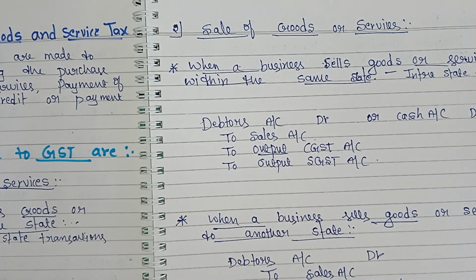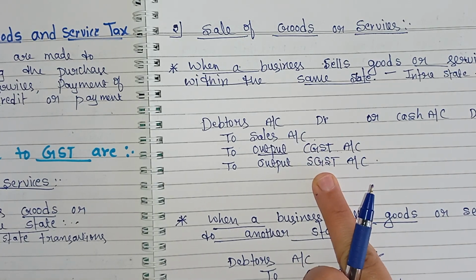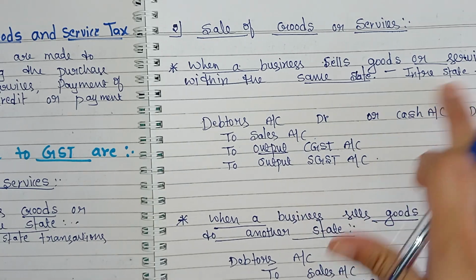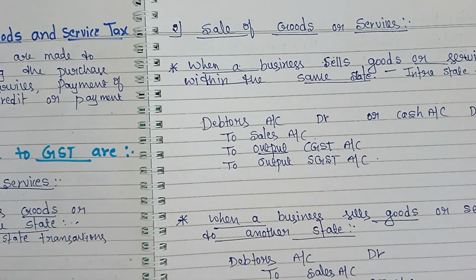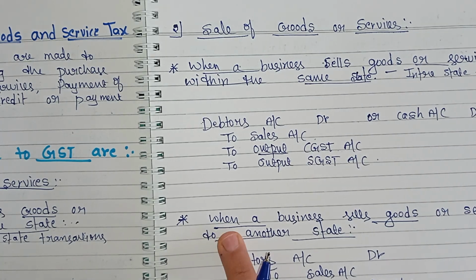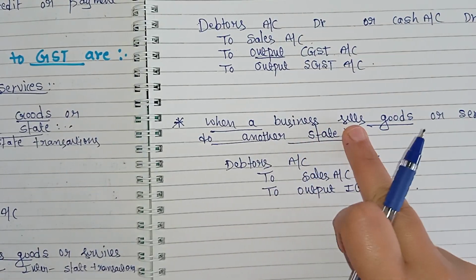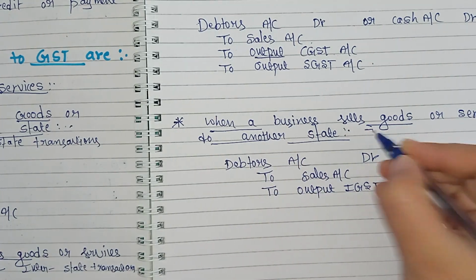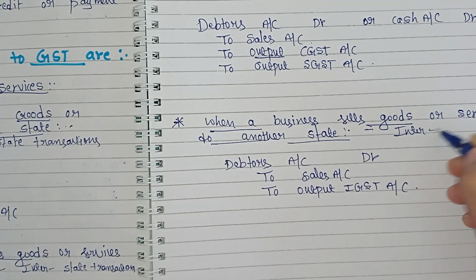Now we will see what is output CGST. Output CGST and output SGST are collected by the business on the supply or sale of goods or services within the same state, means intrastate transactions. And next, the second case, that is when a business sells goods or services to another state, means interstate transactions.